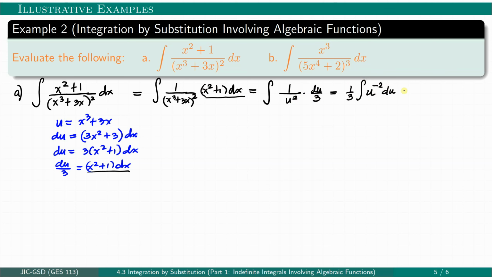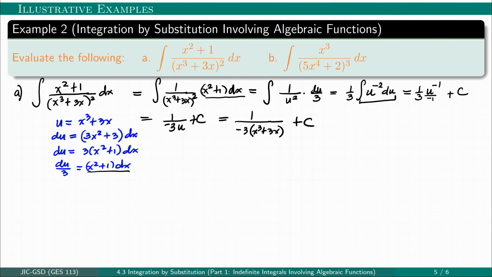Simply apply now the power rule, so this will be 1/3. The power is minus 2, so adding 1 to it will give us minus 1, so this will be u raised to minus 1 over minus 1 plus c. So we will get now 1 over minus 3u plus c. Or after replacing now the u, you will have minus 3 times the u, which is x cubed plus 3x, plus the constant c.